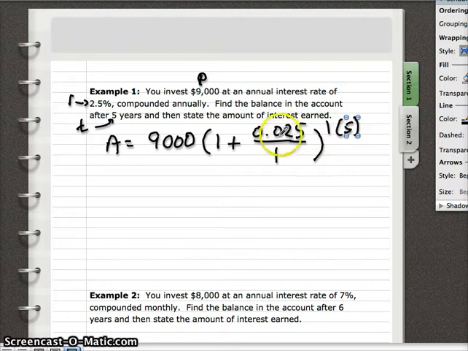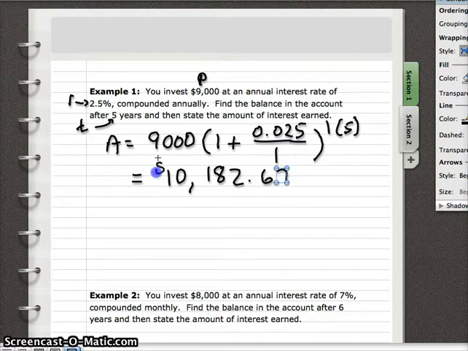So divide this by 1, add 1 to that answer, raise that answer to the 5th power, and then multiply that answer by 9,000. You should get approximately 10,182.67. I'm rounding my cents off here. Check your work, see if you get the same answer. Pause the video if you need to. This is the amount of money sitting in the bank after 5 years. I put 9,000 in the bank, let it sit for 5 years, and now magically I have $10,182.67.